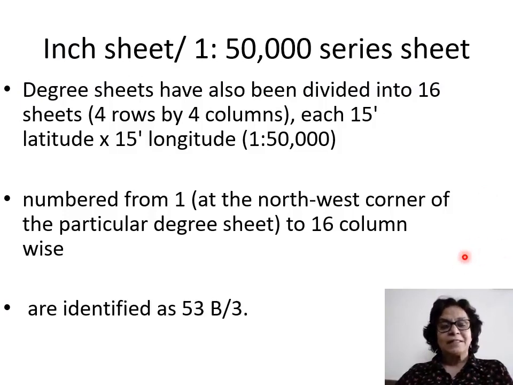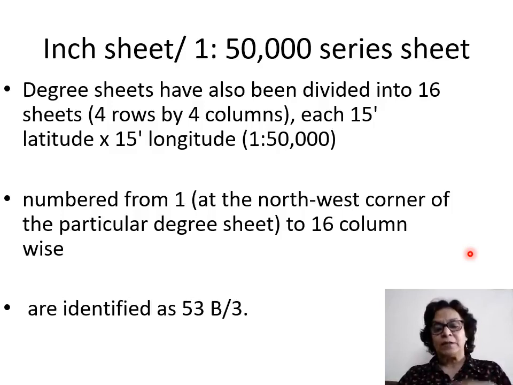Now, the next subdivision gives rise to what we call the inch sheet or the 1:50,000 series sheets. Since the Survey of India was established during the time of the Britishers, the British system has been used for very long. So these degree sheets, which are divided into 16 parts, each one of them is known as the 1-inch sheet. And when these were converted into the metric system, the same sheets are known as the 1:50,000 series sheets.